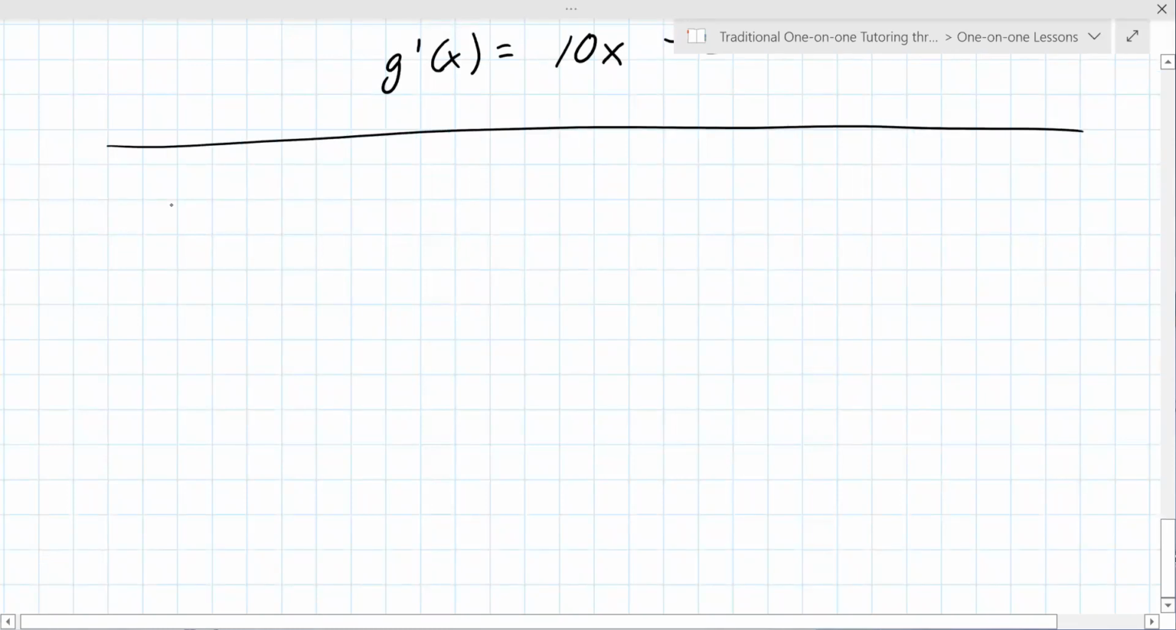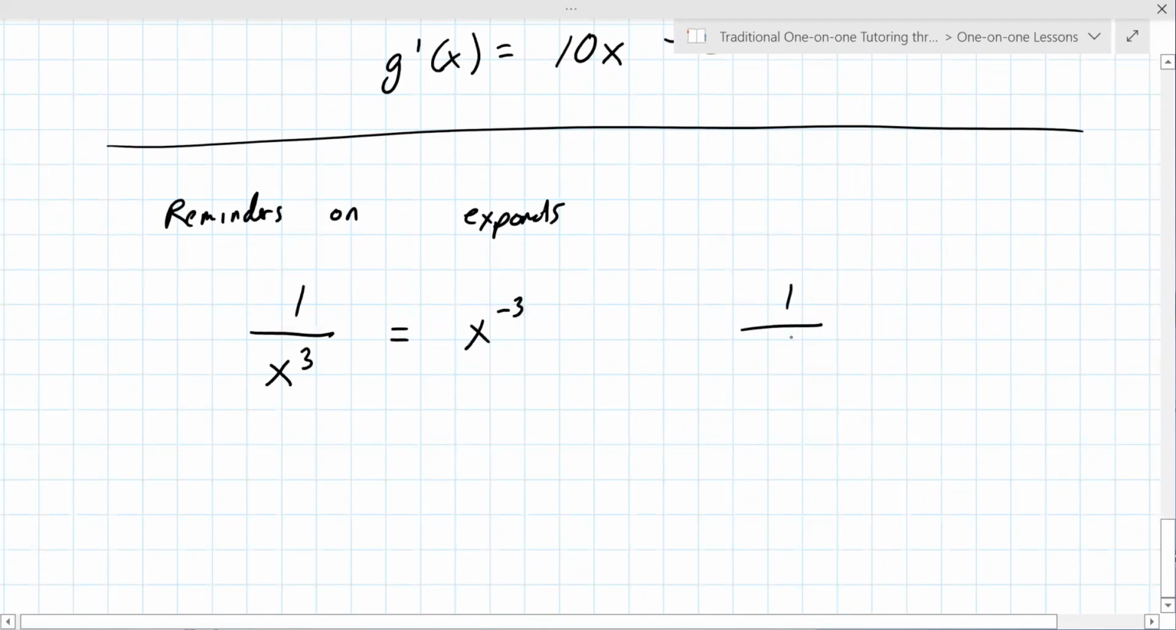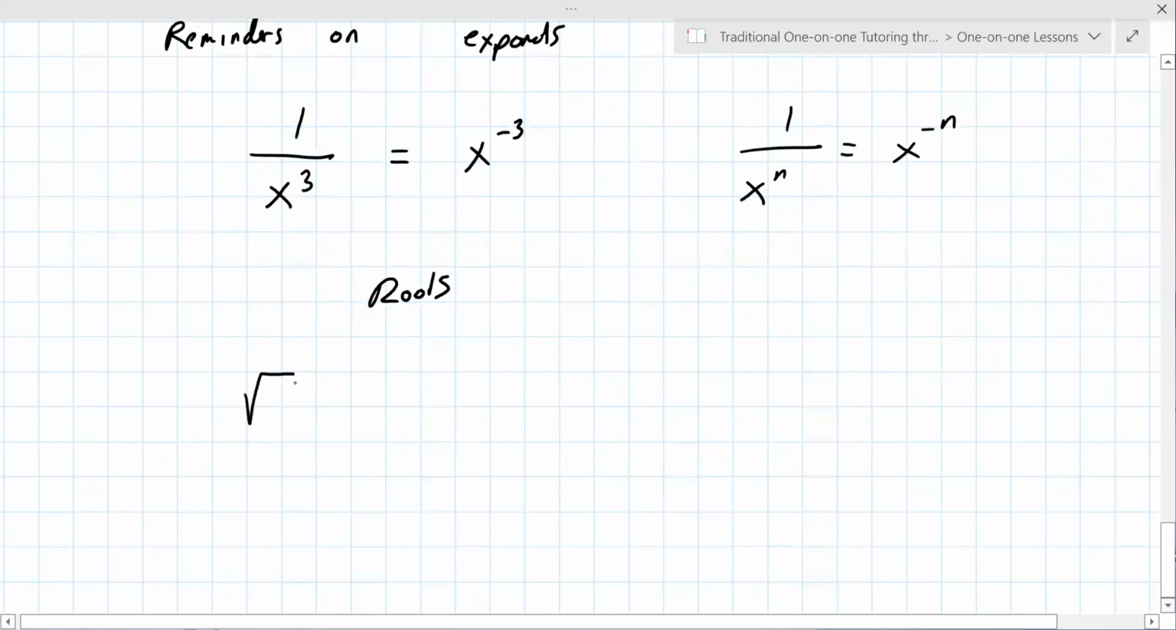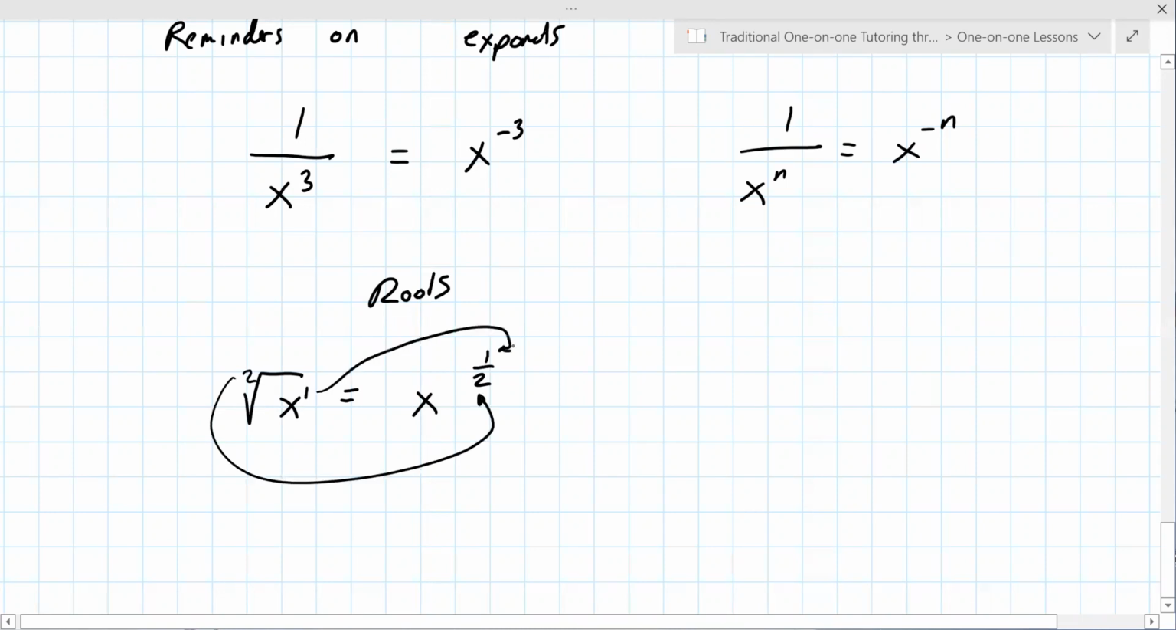A couple of reminders on exponents. If I have 1 over x cubed, this is really x to the minus 3. The rule is 1 over x^n equals x^(-n), so you basically bring that exponent up. And then roots: let's say it's the square root of x. This is really x to the 1/2 power, because there's really a 2 on the outside and a 1 there. I like to remember this example to help me not forget.